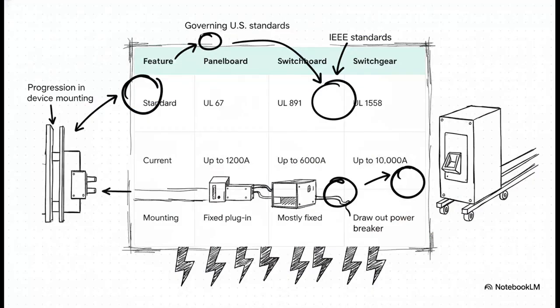What's really fascinating here is how clearly the governing U.S. standards separate these 3 classes. Panelboards are strictly governed by UL 67. You step up to switchboards, and suddenly you're looking at UL 891. Jump up to switchgear, you are entirely in the realm of UL 1558 and some incredibly rigorous IEEE standards. You can even trace this progression just by looking at how the devices are mounted, starting with fixed plug-in breakers in panelboards, moving to mostly fixed layouts in switchboards, and culminating in advanced draw-out power breakers in switchgear.